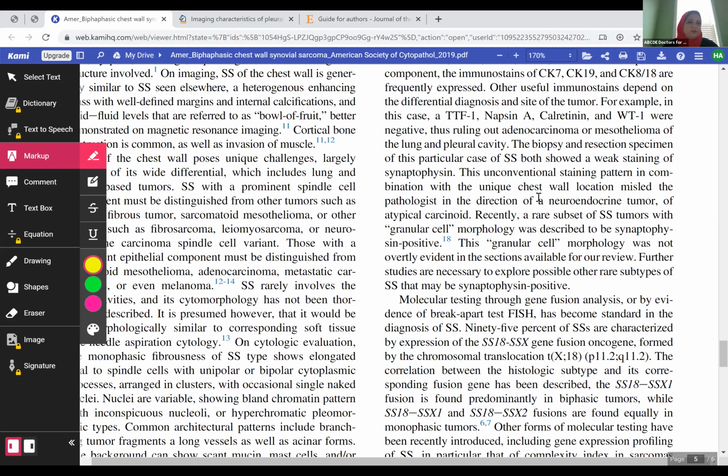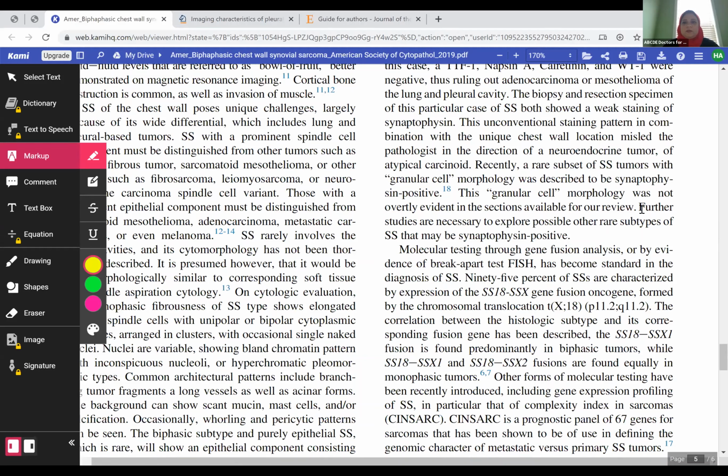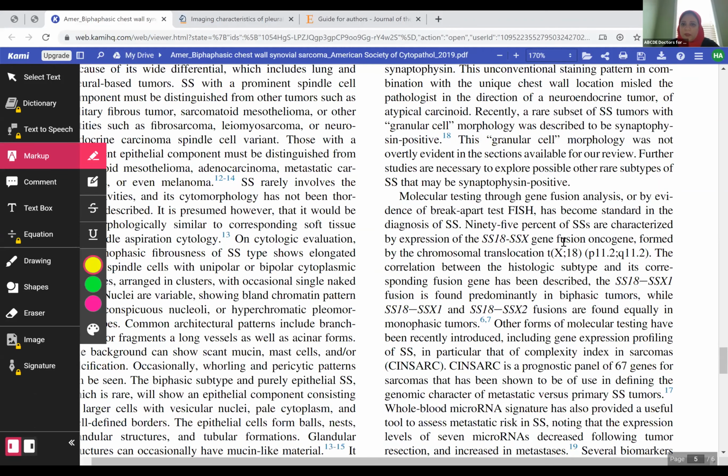And then we talk about the strange thing of the synaptophysin being positive. And in this area, I did a mini search, and I found that a subset of synovial sarcoma tumors with granular submorphology were synaptophysin positive, and we did not see that. And so I talk about what is important to be described further. Further studies are necessary to explore possible other rare types of synovial sarcoma that might be synaptophysin positive. And that's something for the scientific-minded to consider.